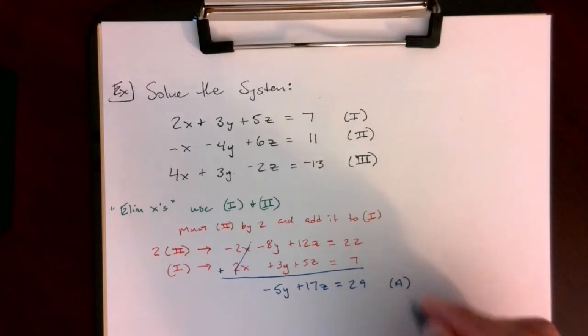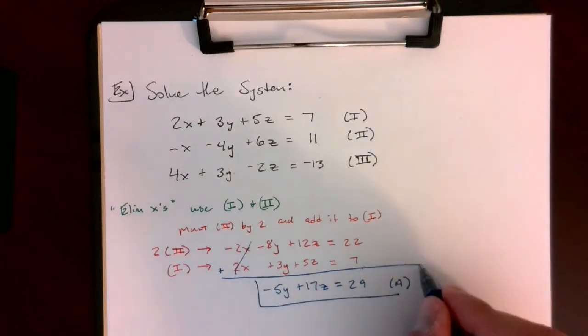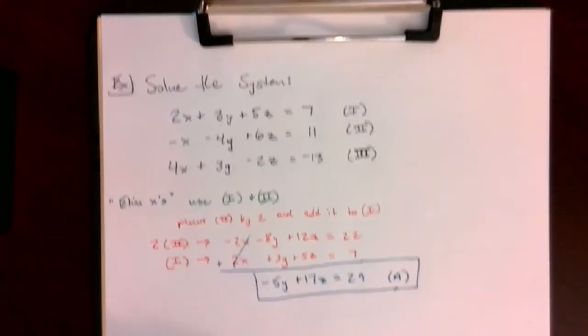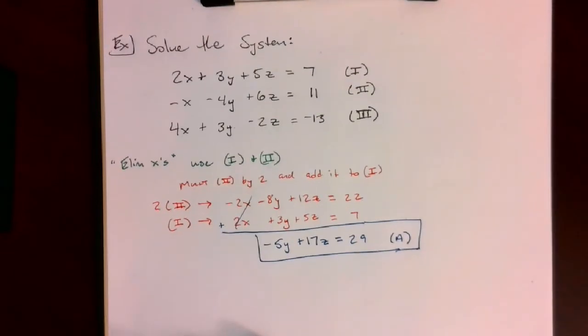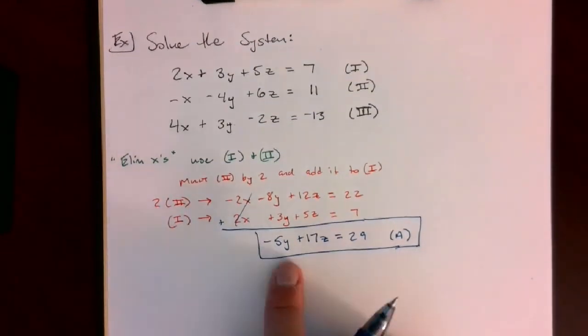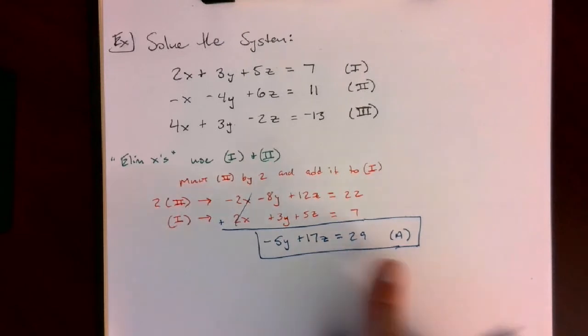So that's important because the goal is really to get 2 equations with 2 variables that are the same, so you can solve that system of two unknowns. So we have negative 5y plus 17z equals 29. I'm going to label this with letter A just so I can refer to it.